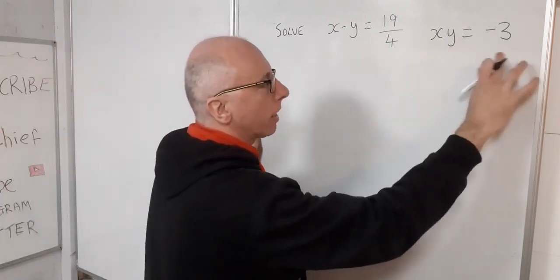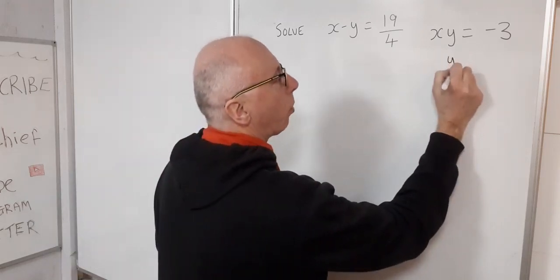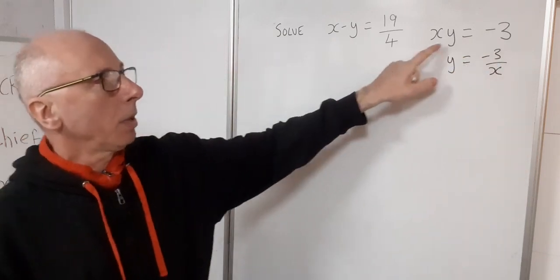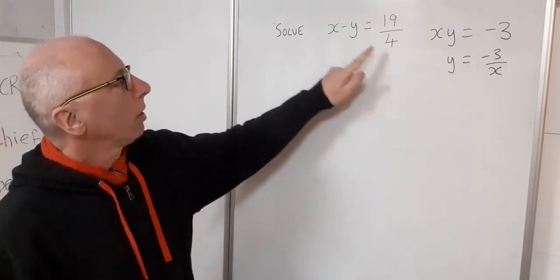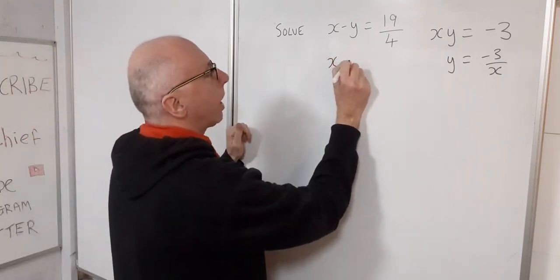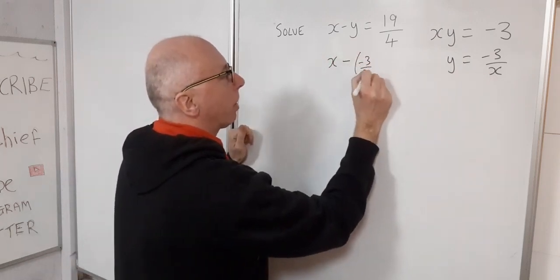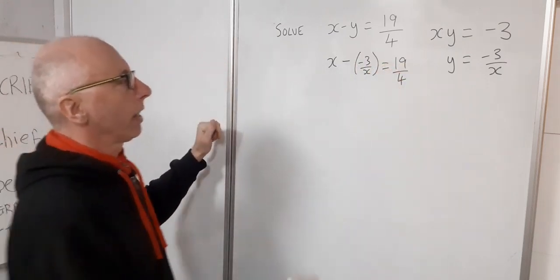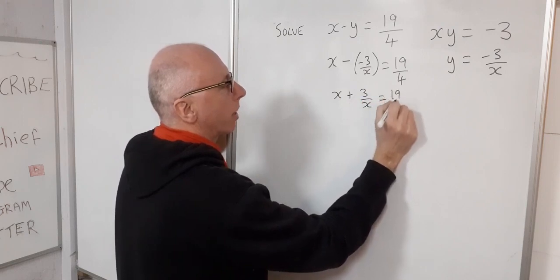So therefore, taking this and dividing through everything by x, I'll get y on its own. So y equals minus 3 over x. That's just by dividing everything by x. So now I can substitute this value into here. So let's try that. So x minus, my y is minus 3 over x, so minus 3 over x. And that's still equal to 19 over 4. Okay, so now I've got x plus 3 over x equals 19 over 4.